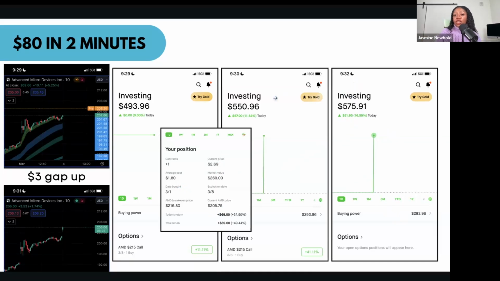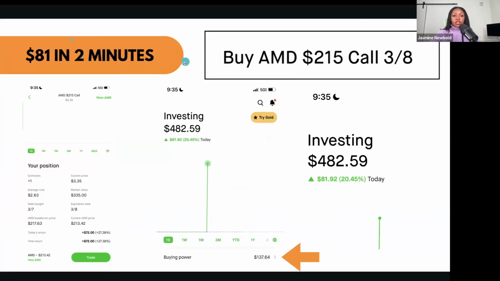With the small account, you don't want to get greedy. 49% is amazing. That's an amazing return. This is another example of making $81 in 2 minutes. Another 215 call. I bought this one on March 7th.